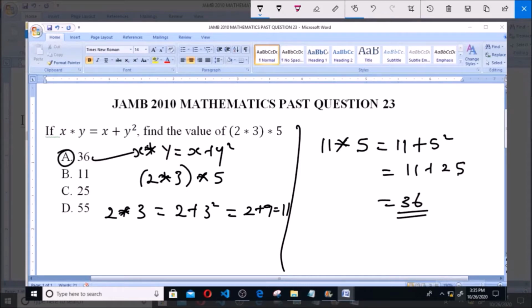So this is a binary function. It's just for us to follow the example given to us.